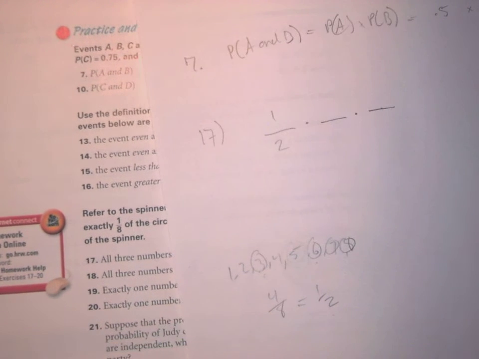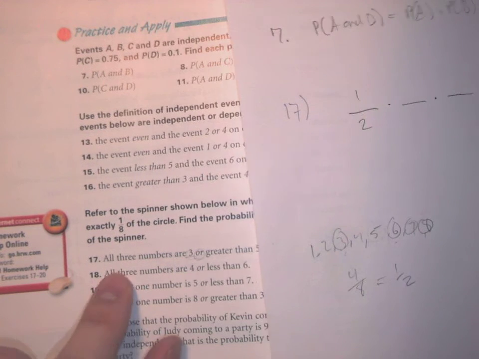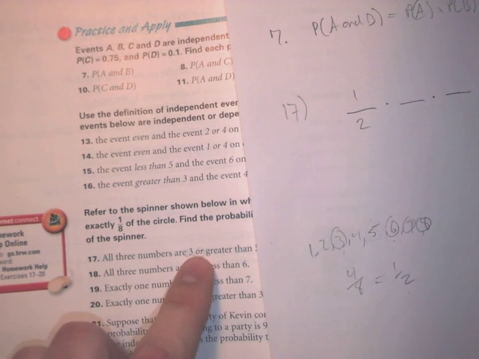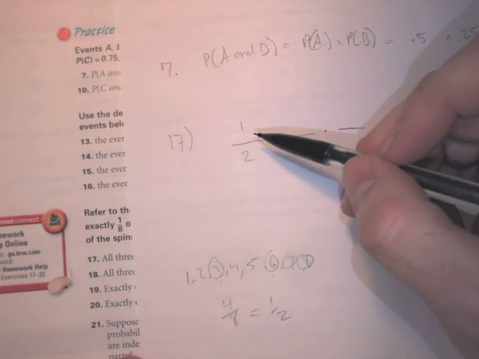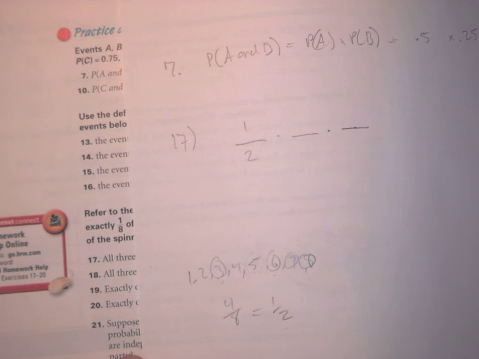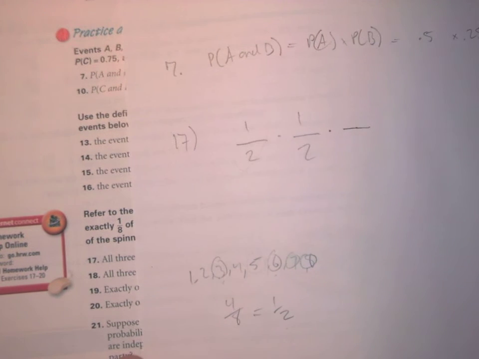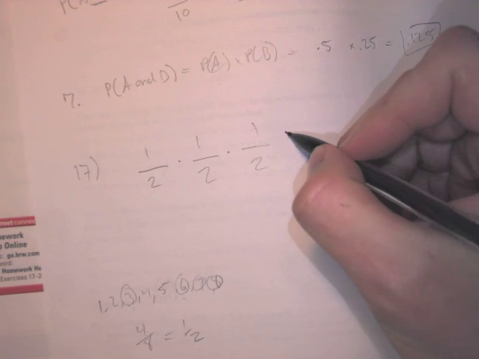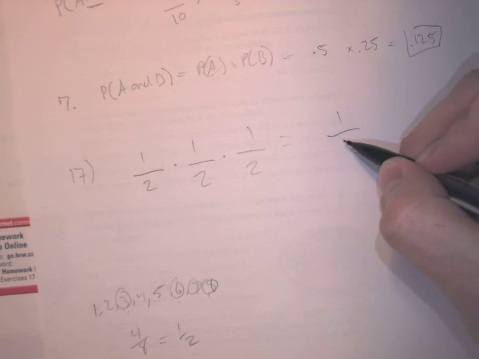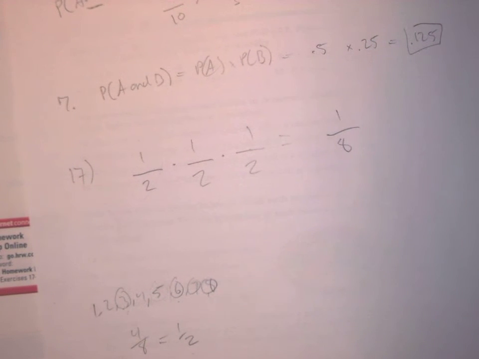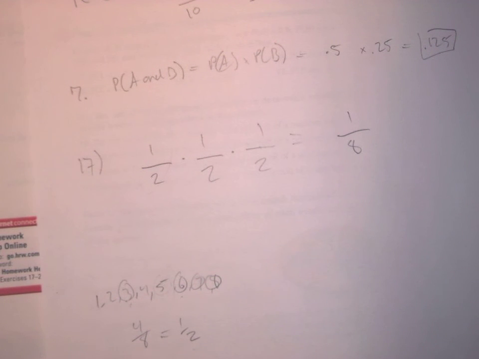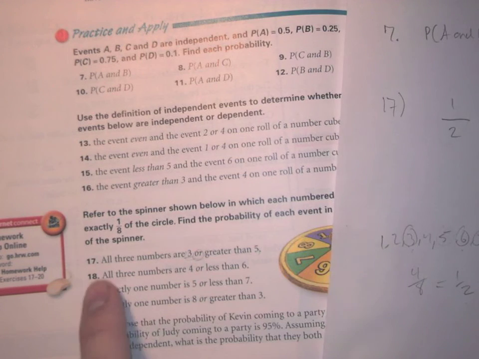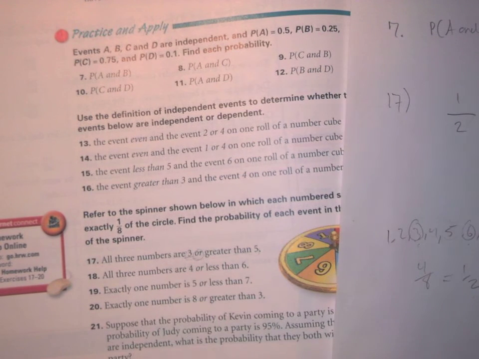But then we have to take the idea that we're spinning 3 times. Right, 3 separate events, and we want to have that same outcome every single time. So the probability of that happening on the first spin is 1 out of 2. The probability of that happening on the second spin is 1 out of 2. And on the third spin it's also 1 out of 2. So altogether, that's 1 out of 8, 2 times 2 times 2.